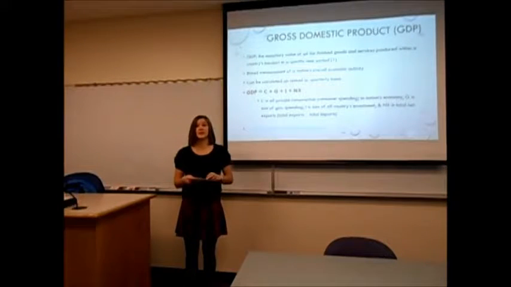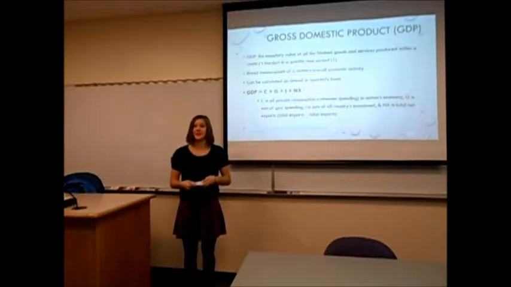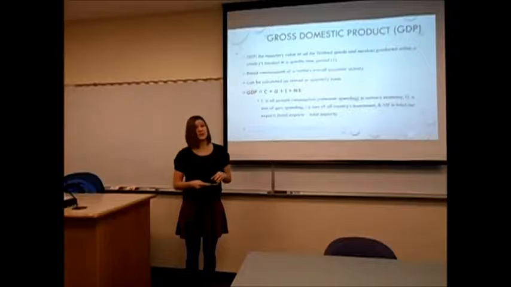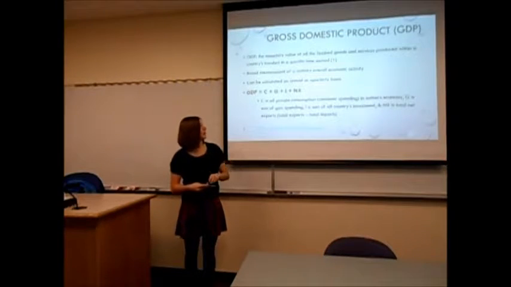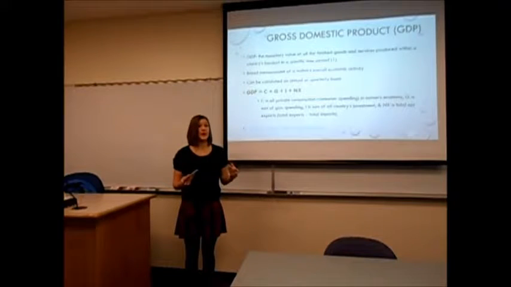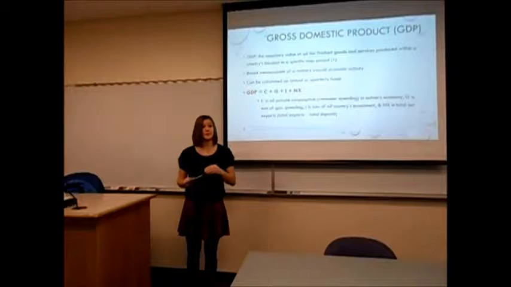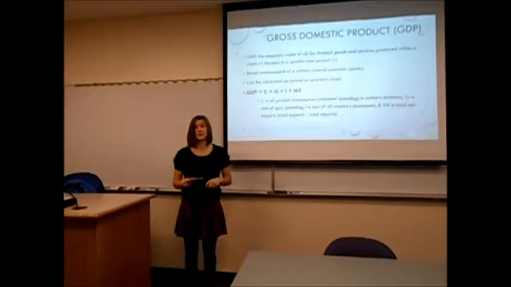GDP equals C plus G plus I plus NX. It sounds confusing, but it's actually not that confusing at all. C here stands for the consumer's spending in the nation's economy. G is the sum of all the government spending. I stands for the sum of the country's investment. And NX stands for the total net exports. You can find this by taking the total imports and subtracting them from the total exports.